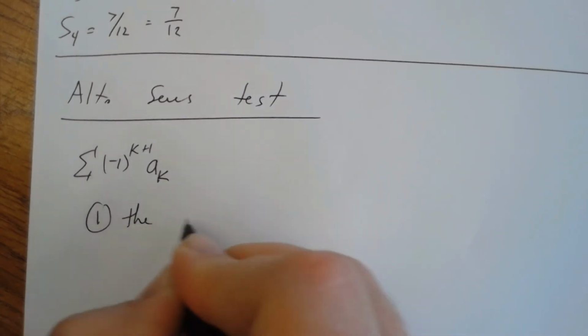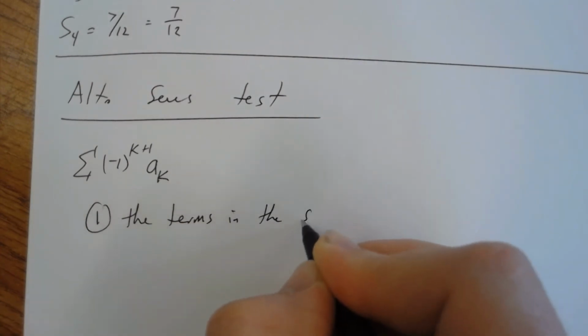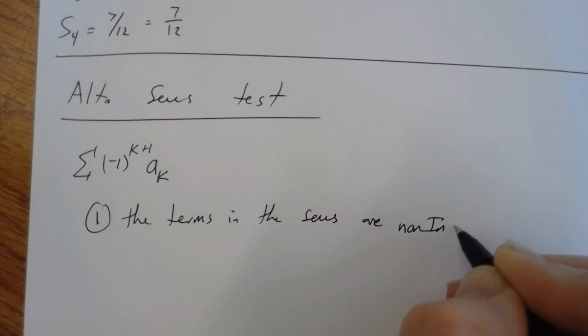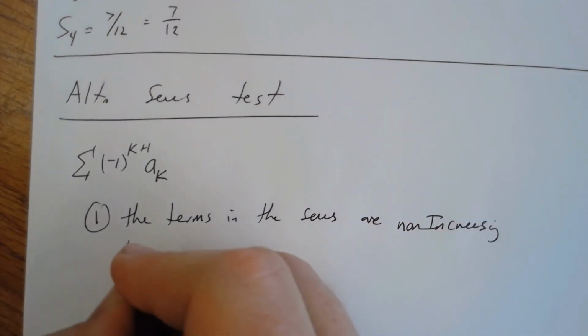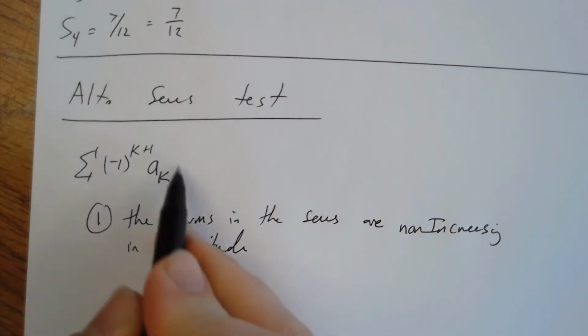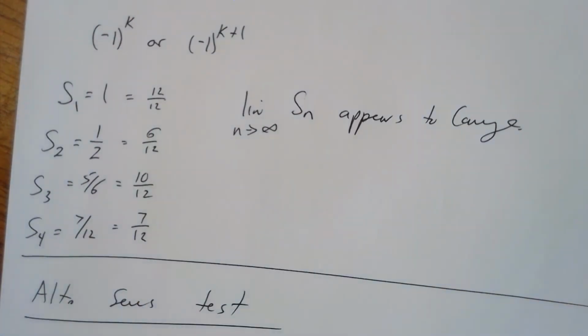number one, the terms in the series are non-increasing in magnitude. What this really means is that my a sub k values have to be either decreasing or constant. This allows things so that these things aren't bouncing far and above the things we're looking for.